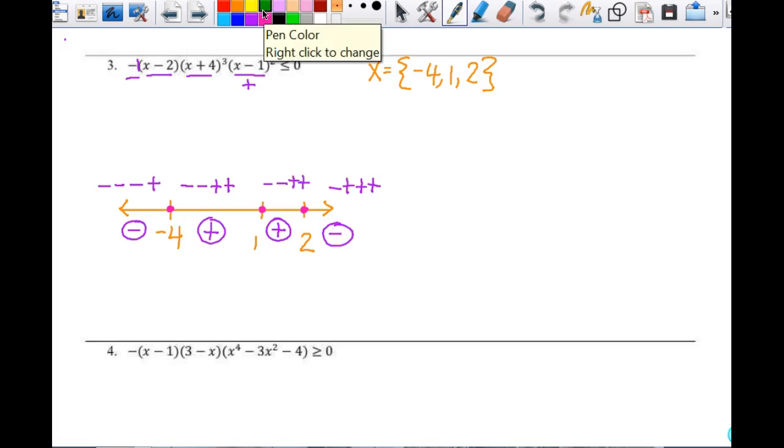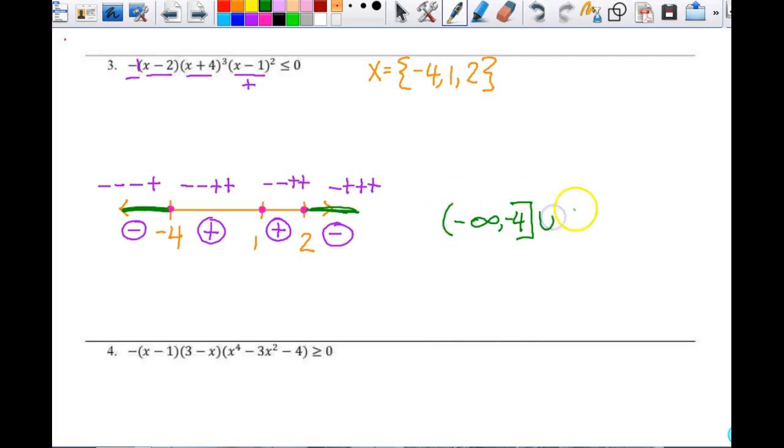Then I need to shade. I need it to be less than or equal to 0, so I'm looking for negative. Right there and right there. So I'm going to go from negative infinity to negative 4. But that is a closed circle, so that's going to be a bracket. And then from 2 to infinity. And there you go.